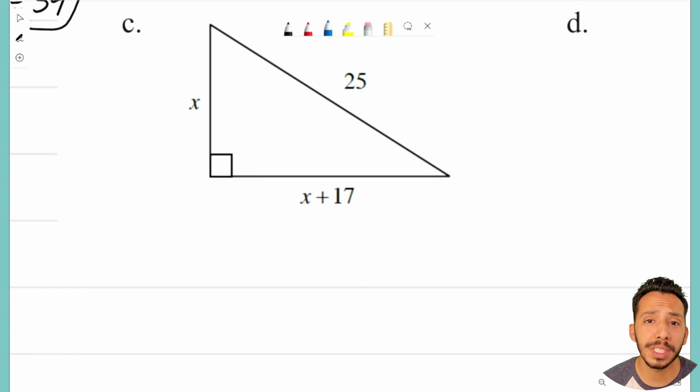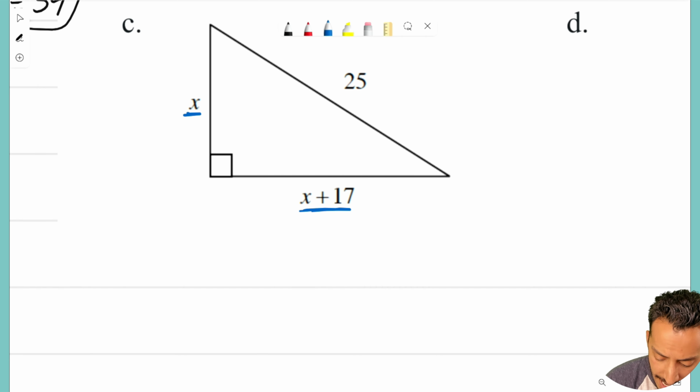Remember, number 4 told us to write and solve an equation to solve for our variable x. Well, notice here I have a right triangle and I know both of the legs. We have one labeled as x, the other as x plus 17, and then the hypotenuse is labeled as 25. Now, the first thing that comes to mind for me is a right triangle with 3 sides. I think I'd want to use Pythagorean's theorem, right?